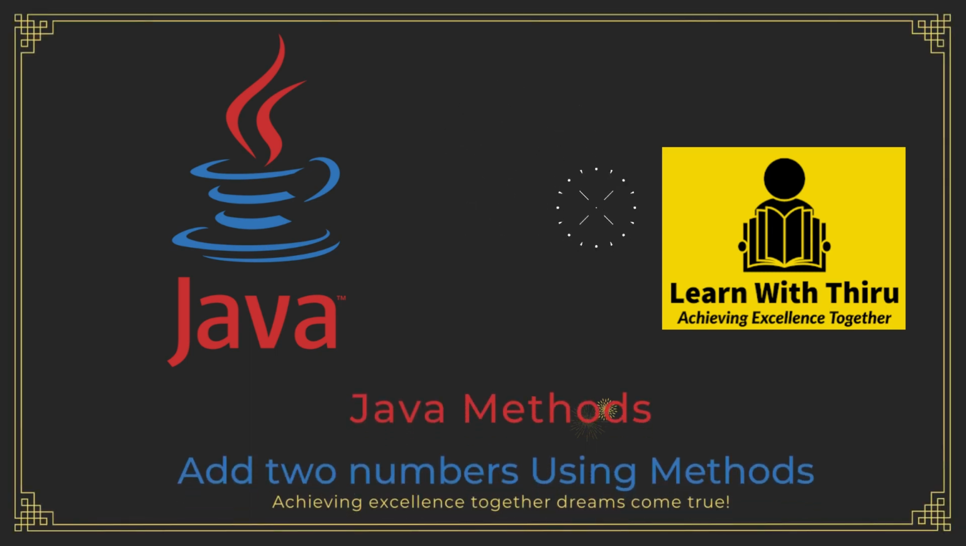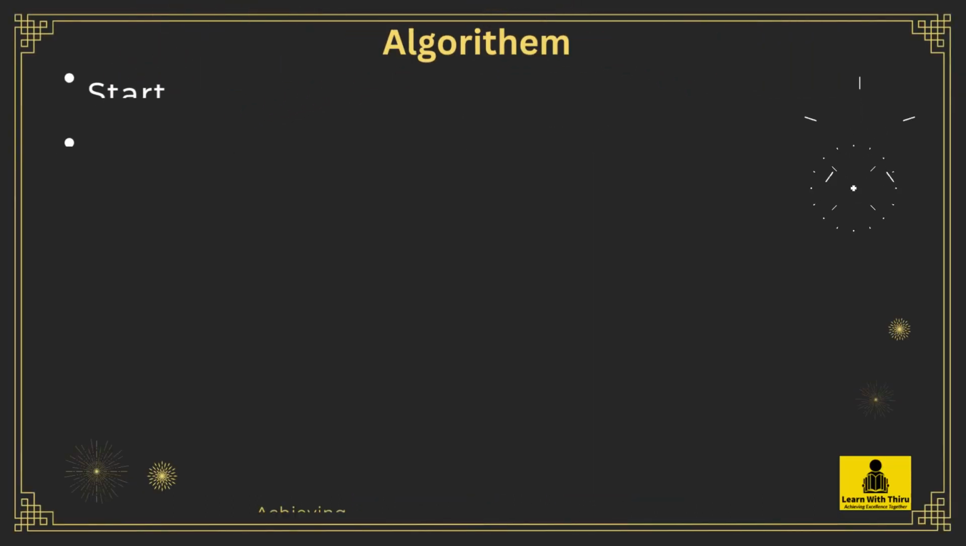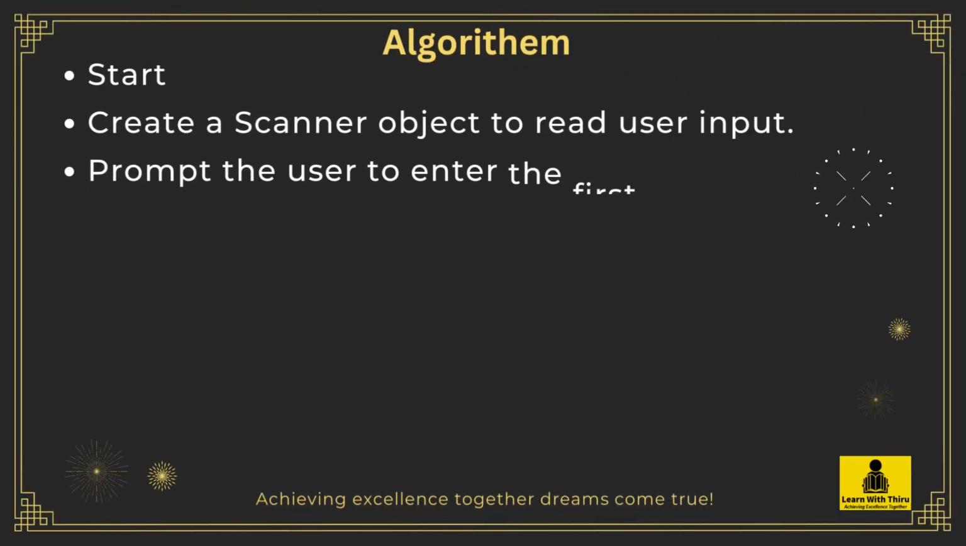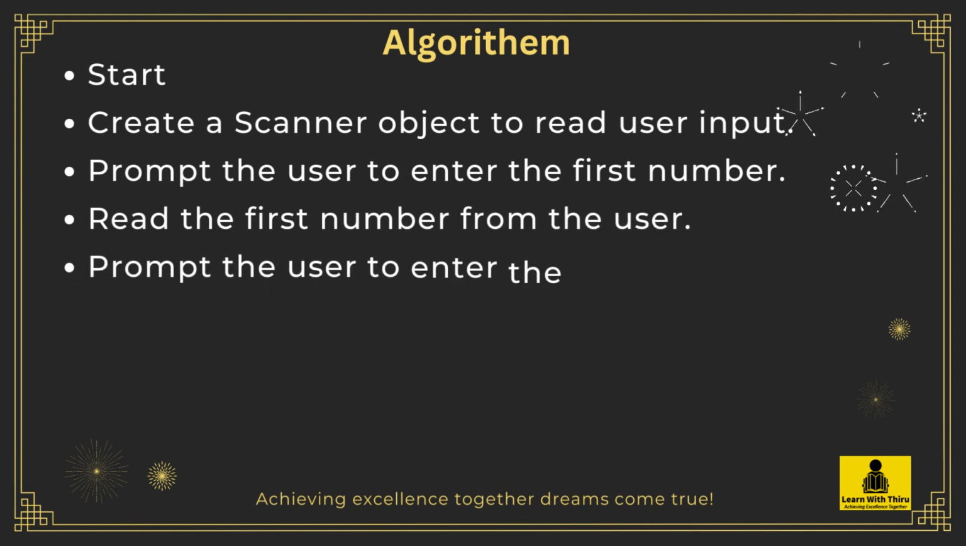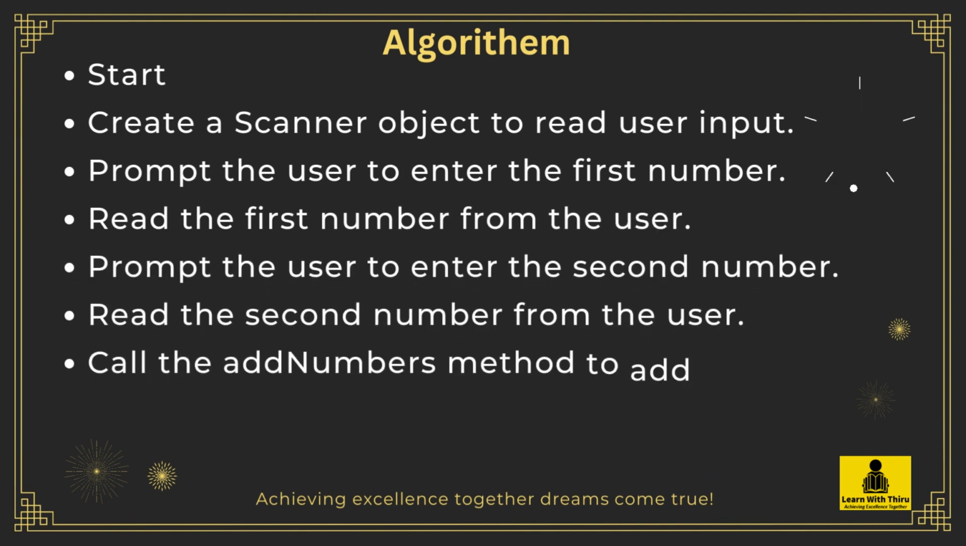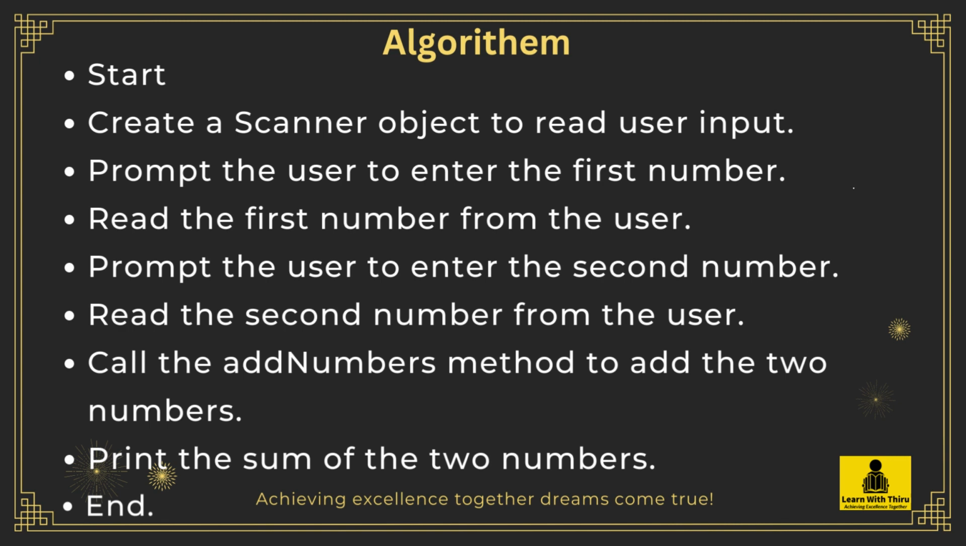Java program to add two numbers using Scanner.in method. Algorithm. Start. Create a Scanner object to read user input. Prompt the user to enter the first number. Read the first number from the user.